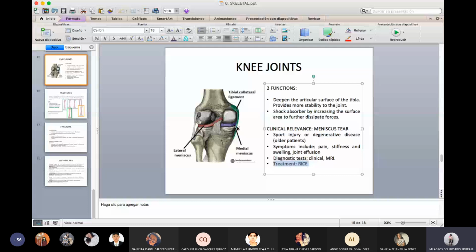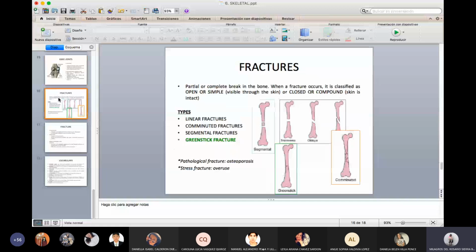for meniscus tear, depending on the severity and the degree, it could be RICE. RICE is rest, ice, compression, I think it's like that, and elevation. Sorry, elevation and compression. I think it's like this. Okay, that's the treatment. And then we can talk about fractures.